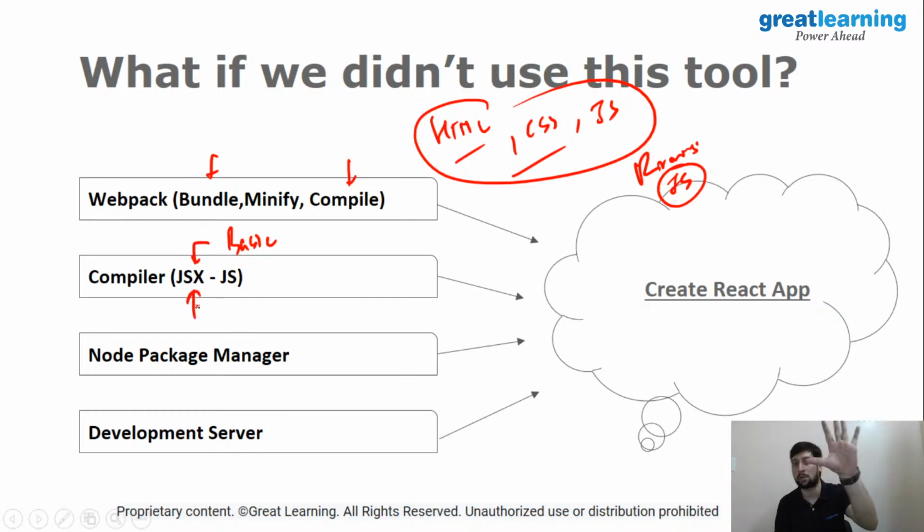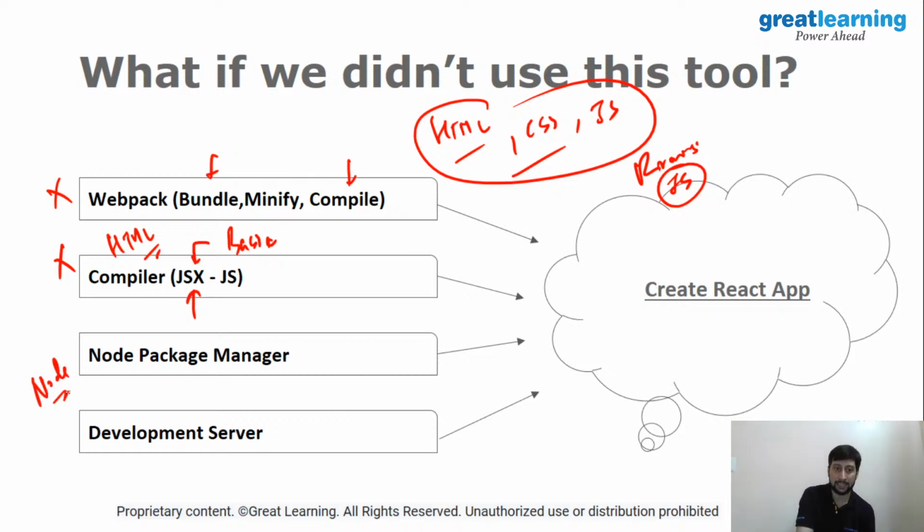This JSX code is nothing but HTML code written in lowercase, if I talk about it in a naive way. That JSX code is converted into JavaScript code with the help of the compiler Babel. So you don't need webpack, which is required to bundle, minify and compile your code, and you don't need Babel, which is used to compile your code. By downloading and installing Node.js, you will get the Node package manager and the development server, and then finally you will be using create react app.